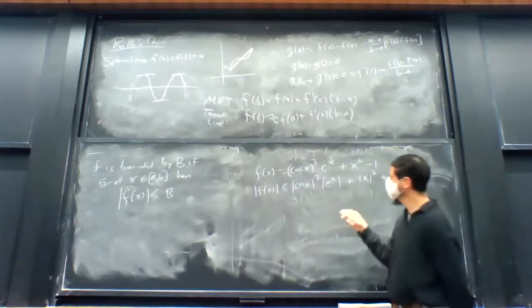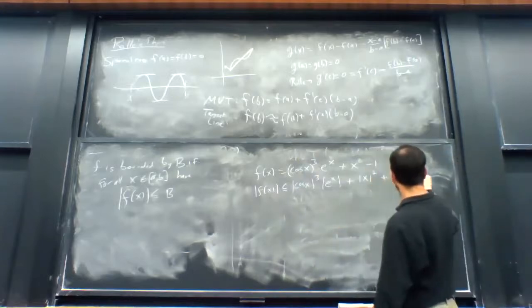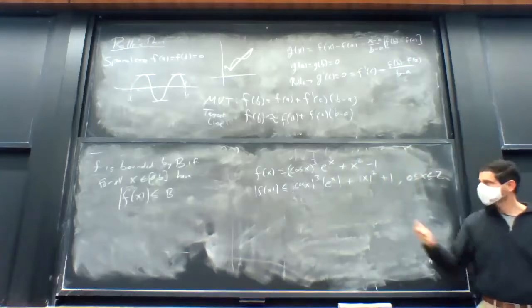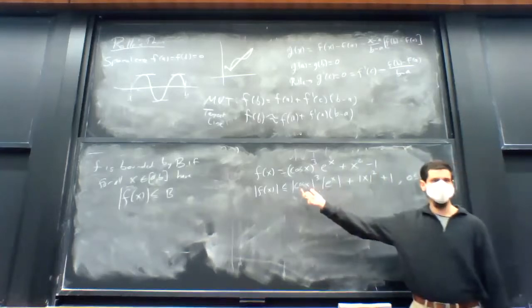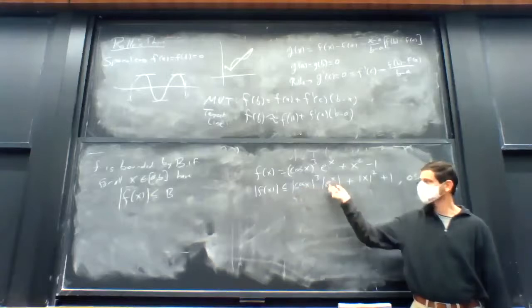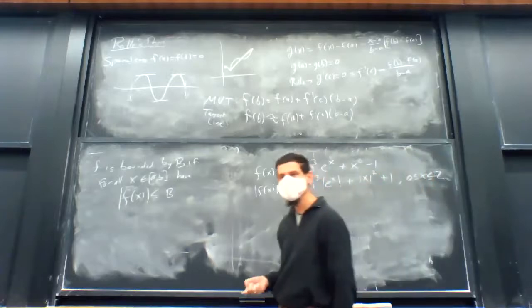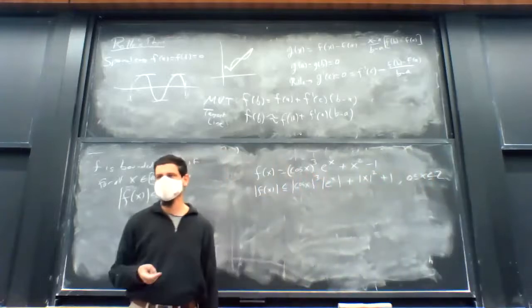What's the largest? And let's say 0 is less than or equal to x is less than or equal to 2. Let's say x is between 0 and 2. What's the largest cosine x can be? 1. What's the largest e to the x can be? e squared. Do you think cosine x cubed times e to the x, do you think that's ever as large as e squared?